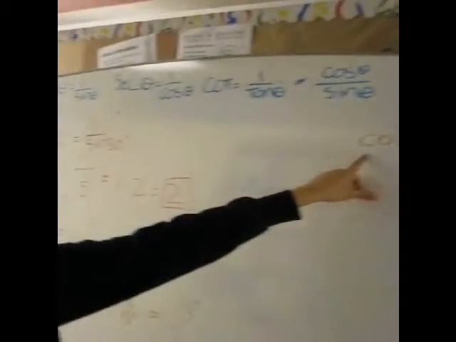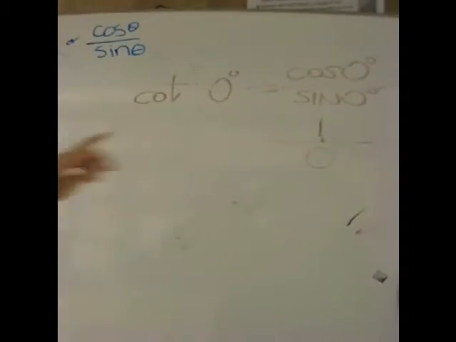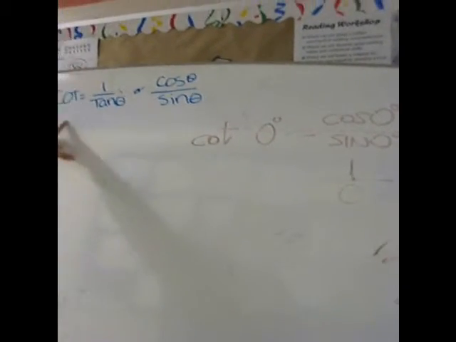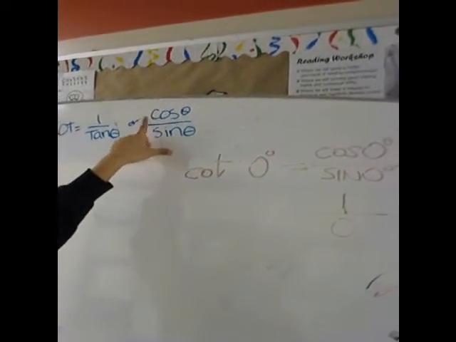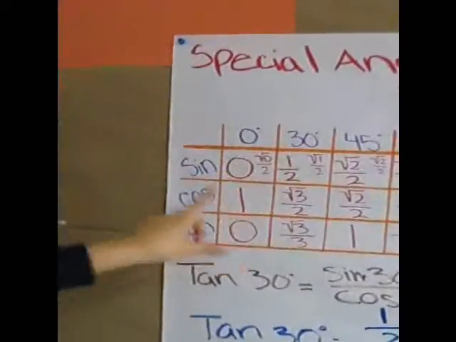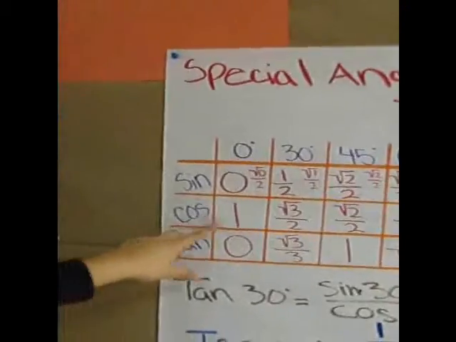And if you want to go even further with this, we can get the cotangent of 0 degrees, which is cosine of 0 over sine of 0, since cotangent of theta equals cosine of theta over sine of theta. And the cosine of 0 is 1, so we put 1 on top, and the sine of 0 is 0, and this is simply undefined.